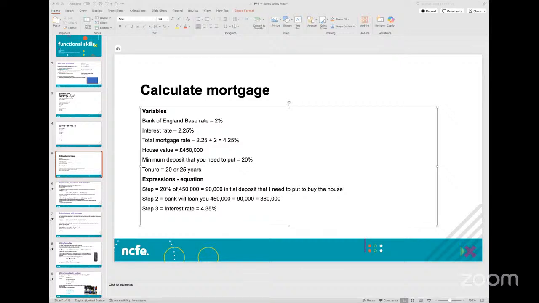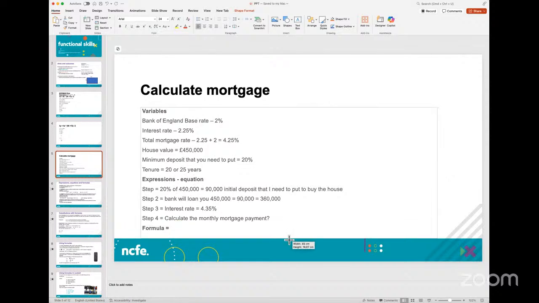Now, when I know this, I need to convert this information into some sort of a formula. So step four is to calculate the monthly mortgage payments. Even after having all this information, I still cannot calculate the monthly payments. What I now need for the final part of the expression is a formula that will help me calculate my monthly payments on the mortgage. Are you with me so far? Is everybody able to understand?